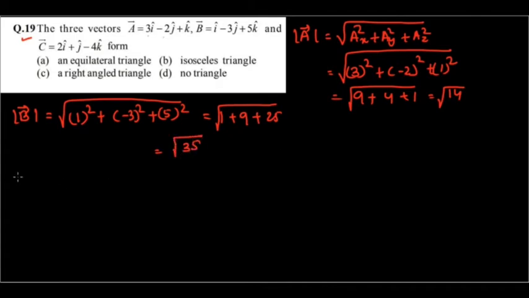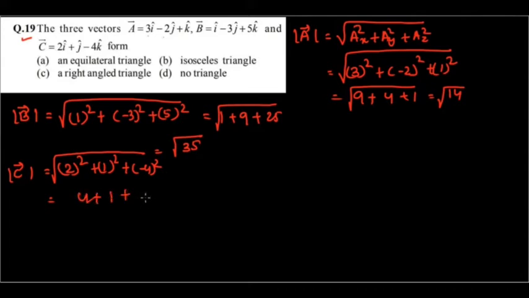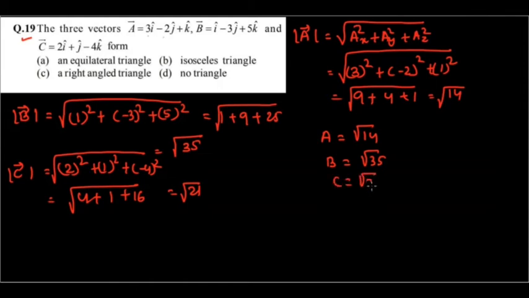Similarly, the magnitude of C vector will be how much? It will be 2 square plus 1 square plus minus 4 square, and then you have to give the square root symbol. So 2 square is 4, plus 1 square is 1, plus minus 4 square will be 16. So it will be how much? 16 plus 4 will be 20, 20 plus 1 will be 21. So square root of 21. So we got that A equal to square root of 14, B equal to square root of 35, and C equal to square root of 21.